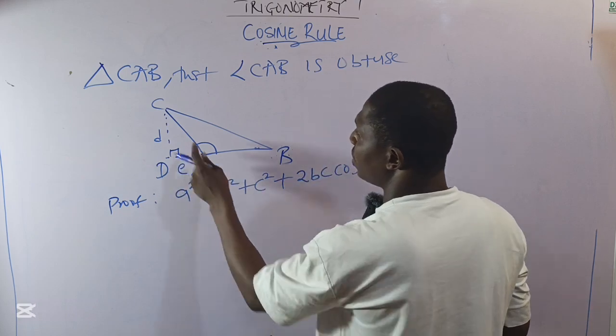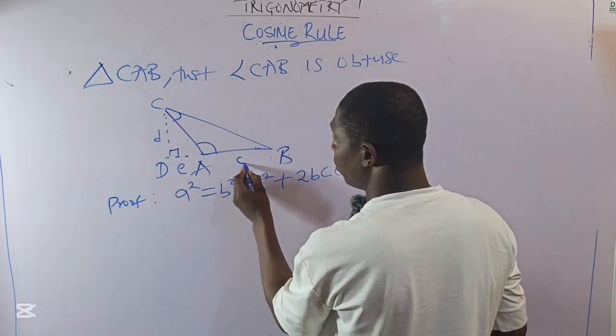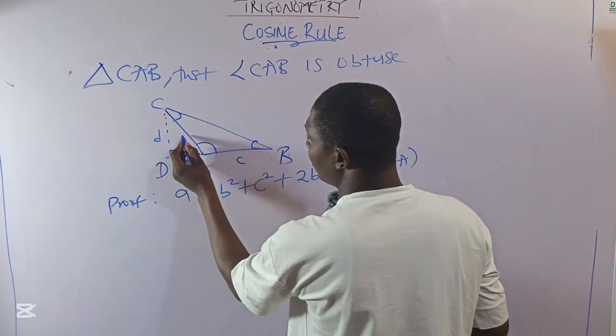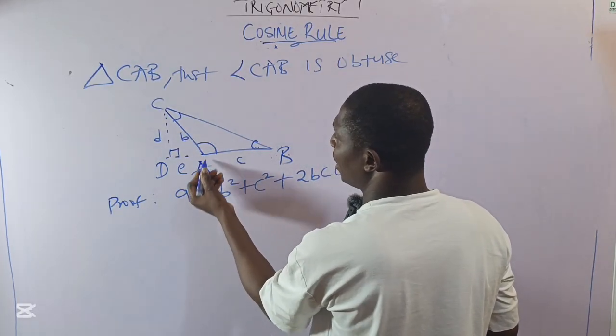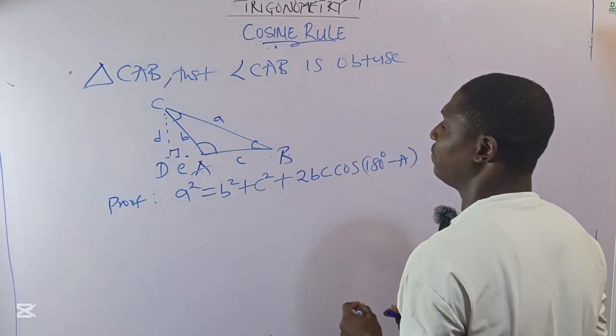Now you can see that this is angle C, so we must have small letter c here. This is angle B, we must have small letter b here. And this is angle A, and we must have small letter a here.